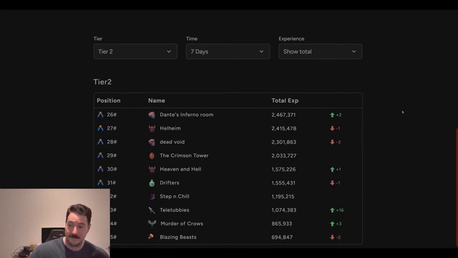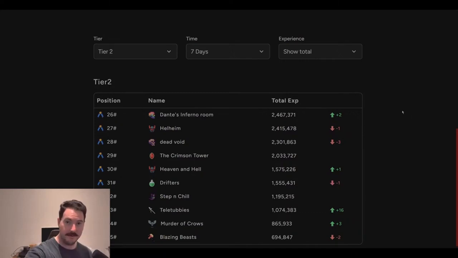27, we have Helheim. 28, we have Dead Void. That's a new guild. Haven't heard that before unless they renamed. Crimson Tower is back at 29. Where's Caveman? Caveman, come get your guild. Heaven and Hell at 30. Oh my god, they're dead. Drifters at 31. Step and Show at 32. Teletubbies still down here at 33 with the best name pop.